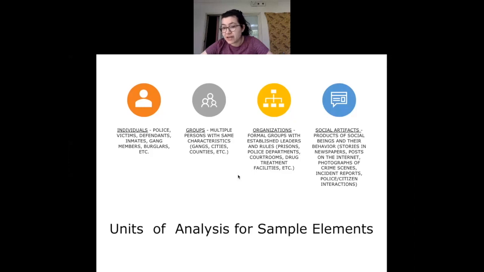And then social artifacts is talking about behavior and decision making. So if we're talking about police-citizen interactions or convictions or things that we've constructed within the criminal justice system, like your book said, you can't observe the decision itself. You have to look towards official data and official records to find your independent variable or your dependent variable. Then we're talking about social artifacts, right?